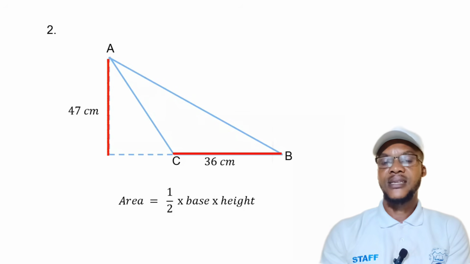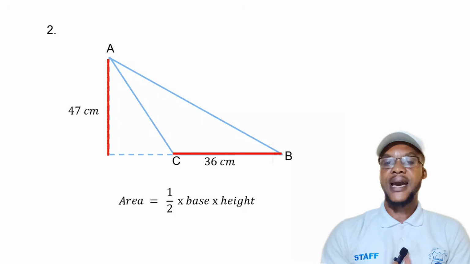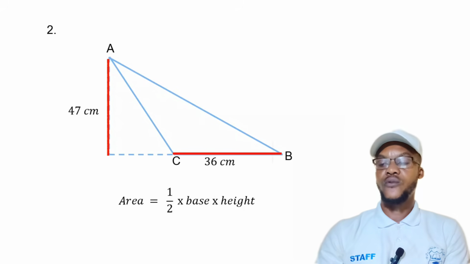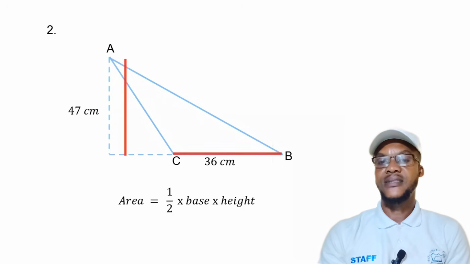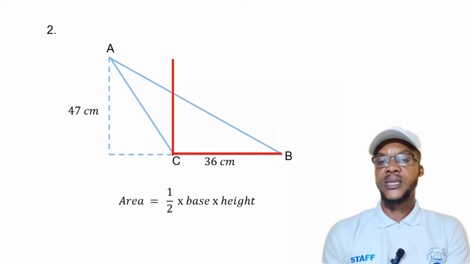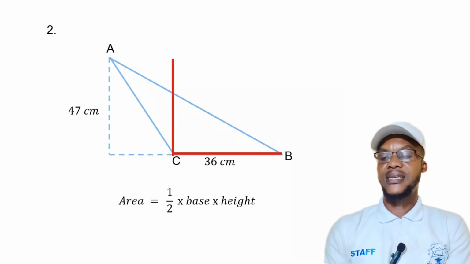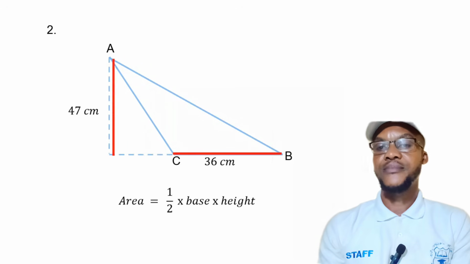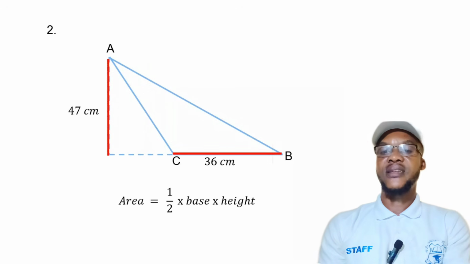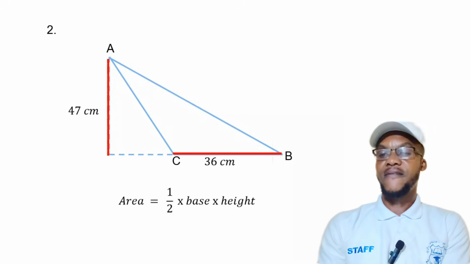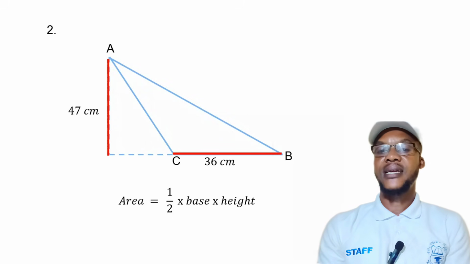Someone may argue that, since the triangle is ABC, why is the height there? We know that to find the area of a triangle, you must get the height. If you try to trace the height, bring it here, you realize that at point C we are still getting that height. That is why we have that as our height. Therefore, we have our perpendicular height as 47.